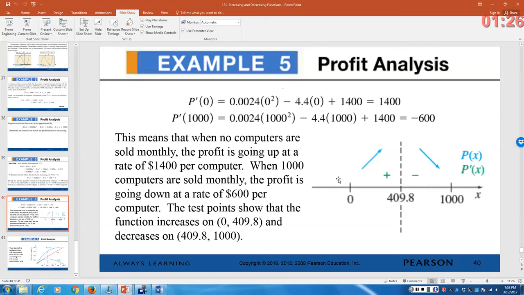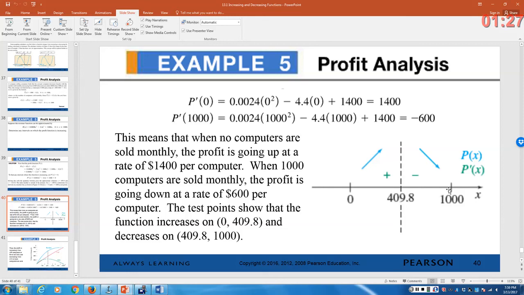And what that means when you plug this in is that when no computers are sold monthly, the profit is going up at $1,400 per computer. Because P prime of 0 is 1,400. And when you sold 1,000, the profit's going down at a rate of $600 per computer. Now this doesn't talk about what happens after 1,000, even though I did plug in 2,000.